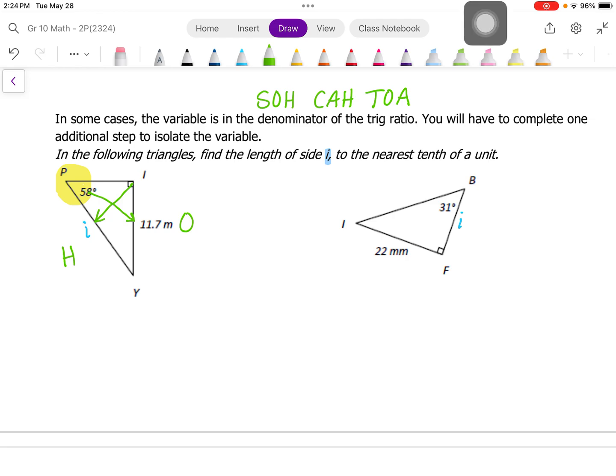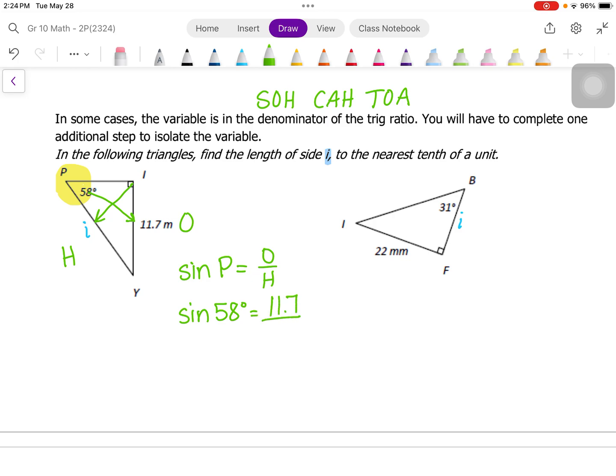the trig ratio, which uses both O and H, is sine. So sine of angle P is equal to the opposite over hypotenuse. Angle P is 58 degrees. The opposite is 11.7, and the hypotenuse is I, and that is what I'm solving for.